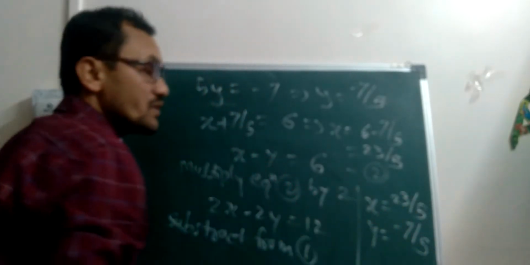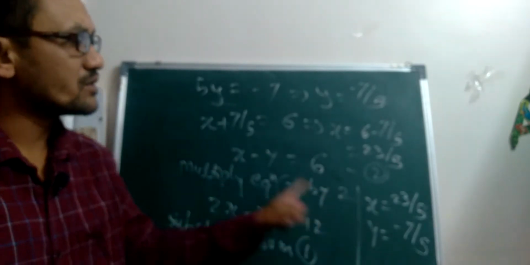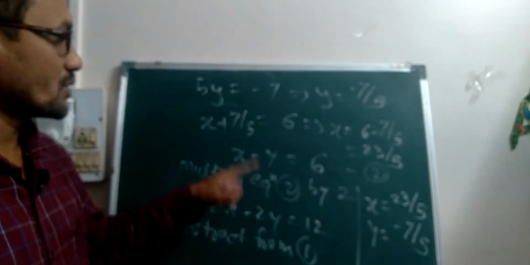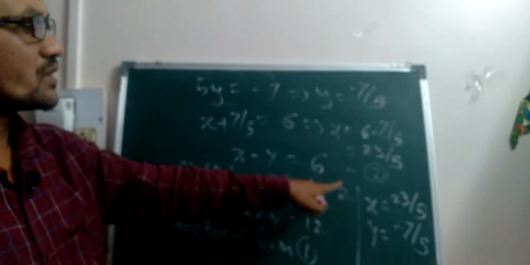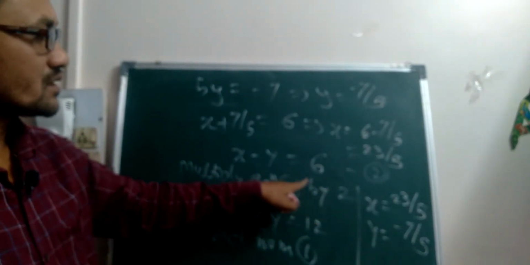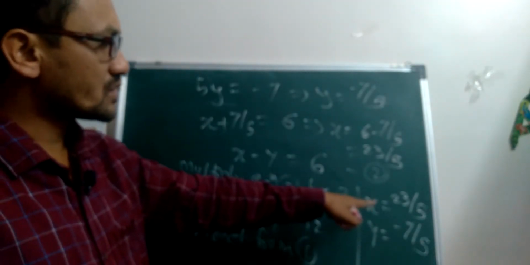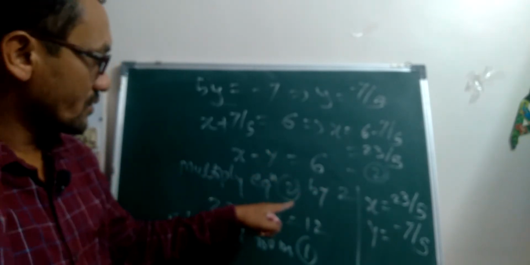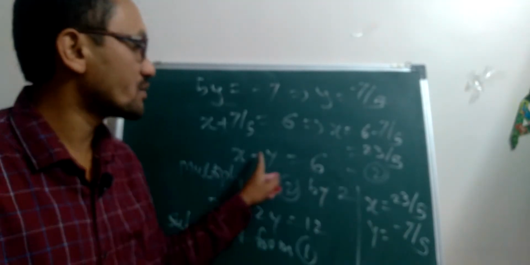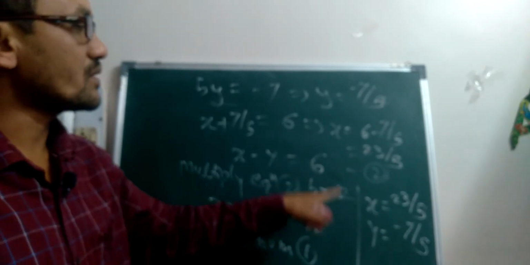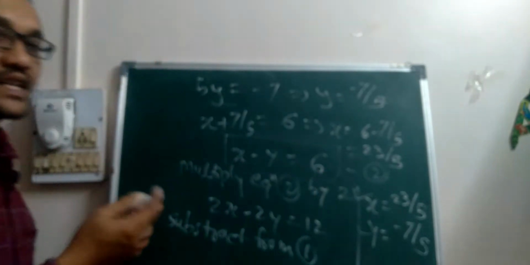We will check whether we are correct or not. We will put these values in the equation. If both the values satisfy it, then we are right, otherwise we are wrong. So x equals 23 by 5, y equals minus 7 by 5. First of all, we have to add, minus minus is plus. So 23 plus 7 is 30, divided by 5 is 6. So these are correct values. Wherever we put them in this, we get 6.